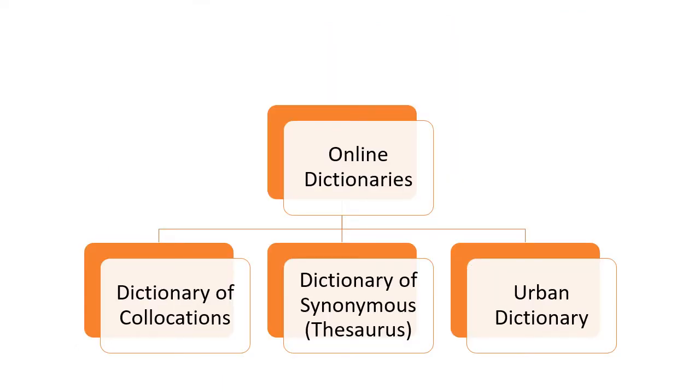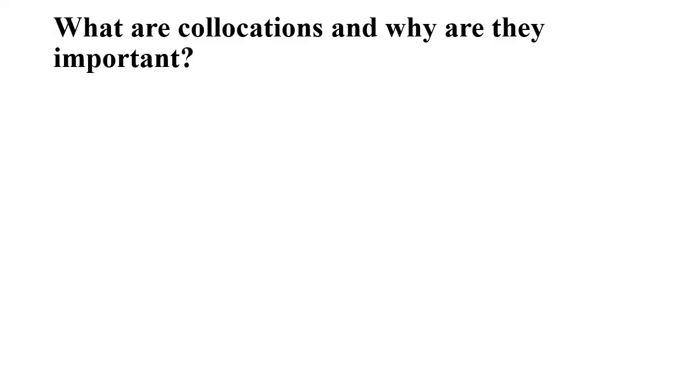In our class today we will discuss three main types of online dictionaries. These are the dictionary of collocations, the dictionary of synonyms or thesaurus, and the Urban Dictionary. So we'll start with the first type, which is the dictionary of collocations.